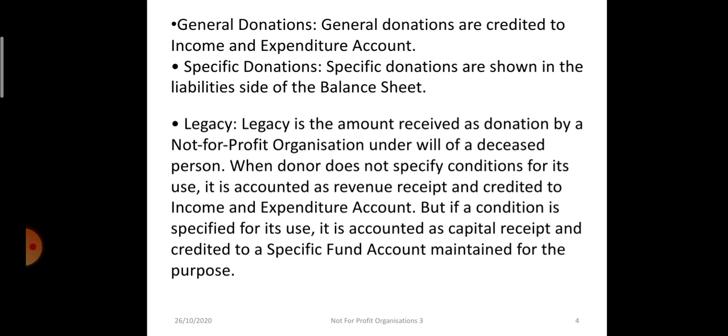General donation will be treated as income and credited to the income and expenditure account. If it is a specific nature donation, it will be shown on the liability side of the balance sheet, like donation for building.